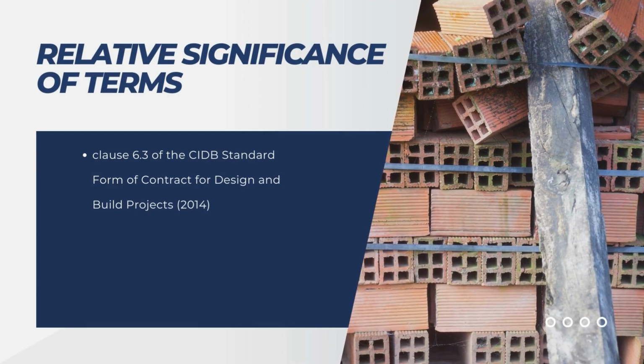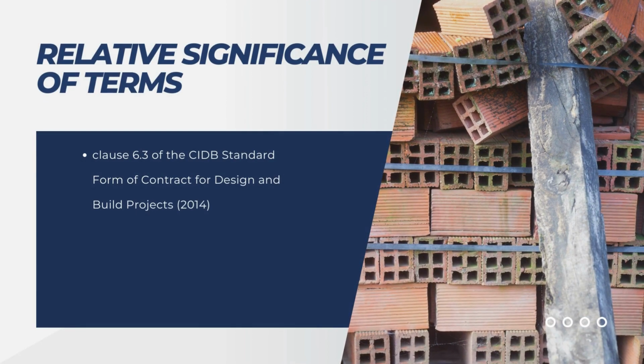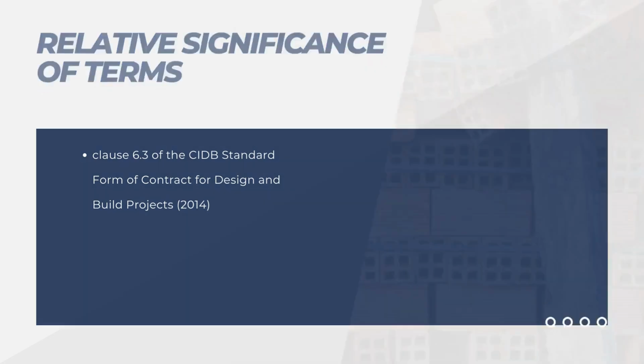Some terms may be more significant than others, depending on the nature of the agreement. For example, Clause 6.3 of the CIDB Standard Form of Contract for Design and Build Projects, 2014, states that the contractor shall indemnify the employer against all claims, damages, and losses arising from the contractor's negligence. This is a significant term of the contract as it deals with the contractor's liability for any negligence.